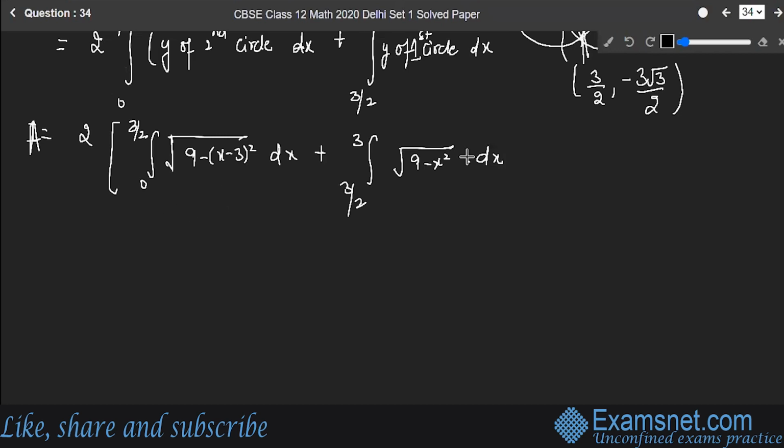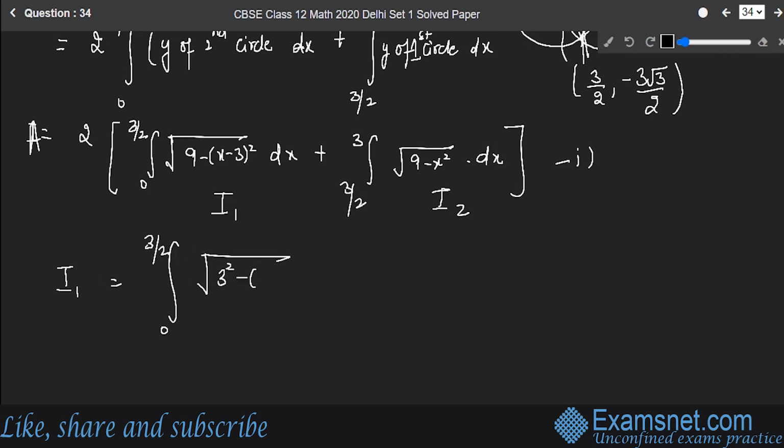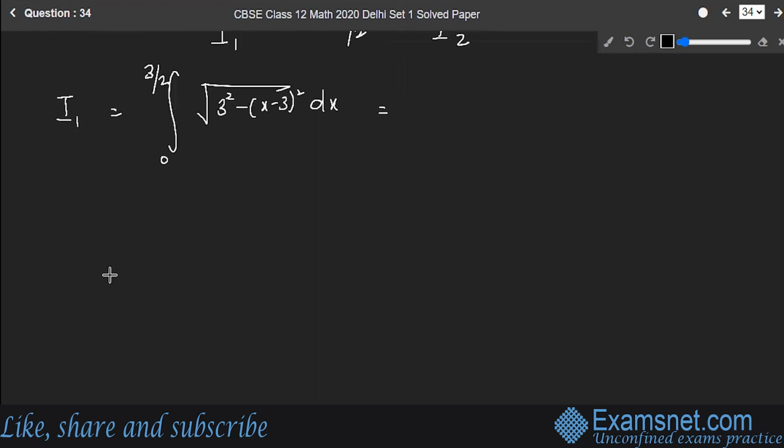So let's say, I'm solving them separately because if I solve them here, it will be very tough. So I'm giving them names, let it be I1 and I2. I will solve both of them separately. So here I1 is given to you as, let's say this is equation 1, the integral from 0 to 3 by 2 of root of 3 square minus (x minus 3) square dx, which is equal to, this is the formula for root of a square minus x square.